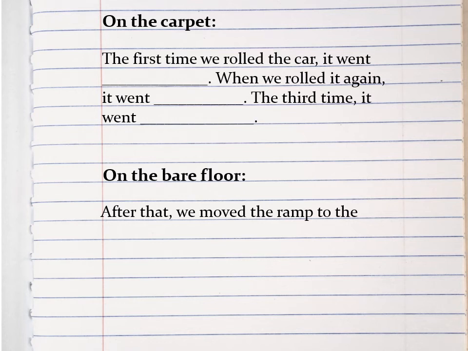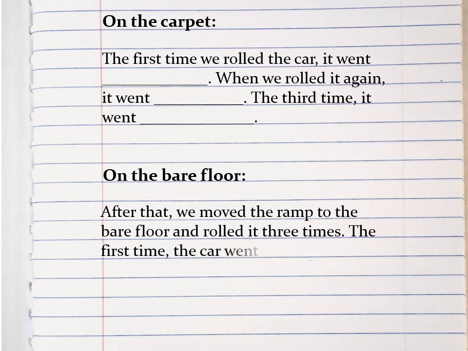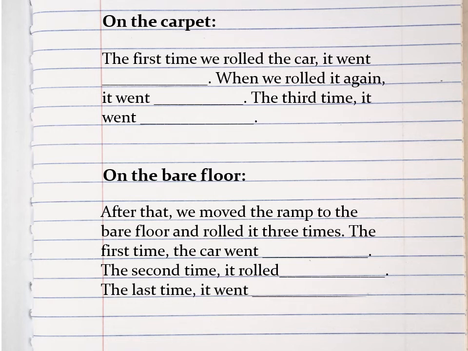After that, we moved the ramp to the bare floor and rolled it 3 times. The first time, the car went blank. The second time, it rolled blank. The last time, it went blank. So on those blanks, we would write down the numbers that are on our chart. Okay, so now we've done our experiment. We've done it multiple times, more than one time, because scientists want to do things over and over again. And now we've written it down.